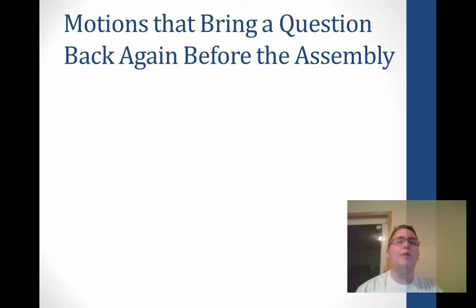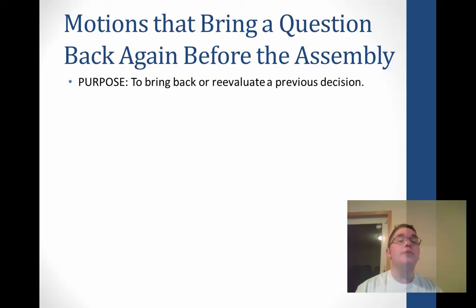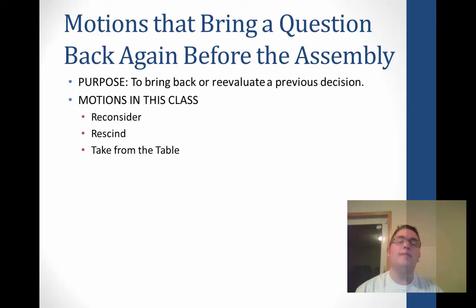Finally, motions that bring a question back again before the assembly. This is a pretty complicated section too, but the purpose is to bring back or reevaluate a previous decision. So the three main motions in this area are reconsider, rescind, and take from the table. So in a reconsider, you're simply just going to bring a motion back and you're going to reconsider your vote on it and why it passed or failed.